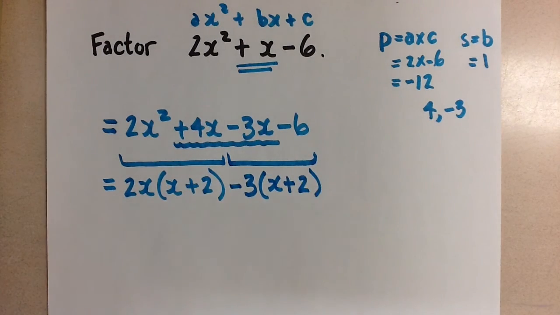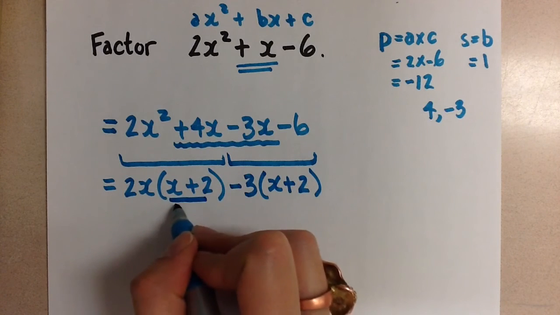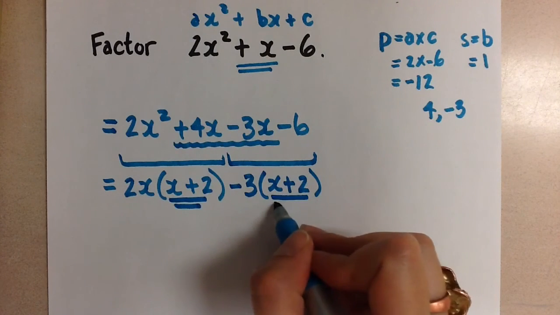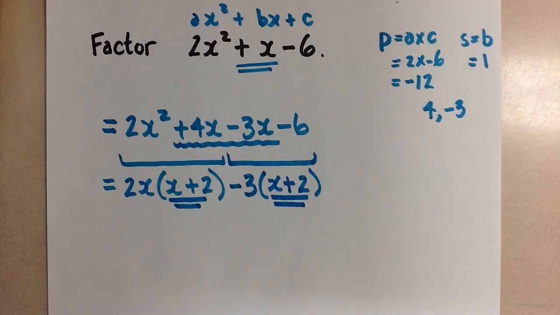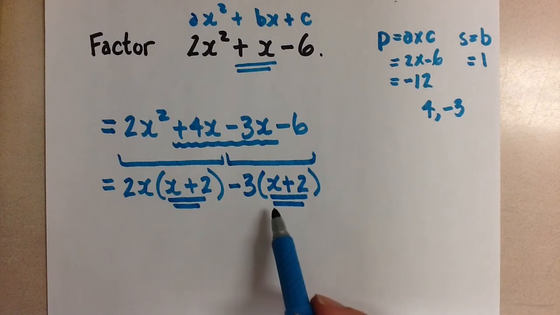So look at what we have here. In the brackets, we have two binomials, and they match. They need to match in order for this factoring by decomposition to work. If that hasn't happened, you've done something wrong.